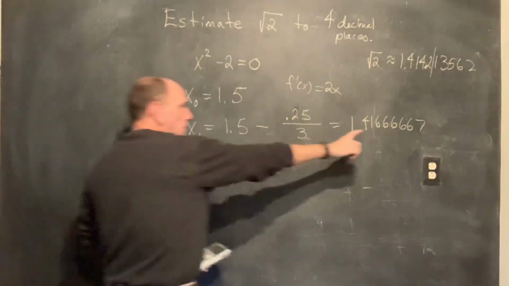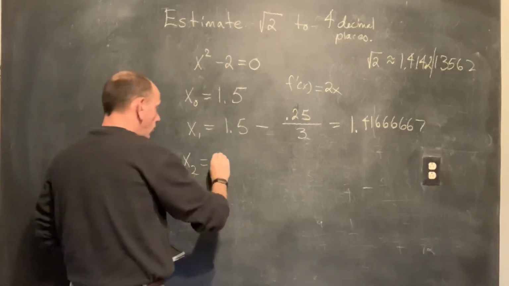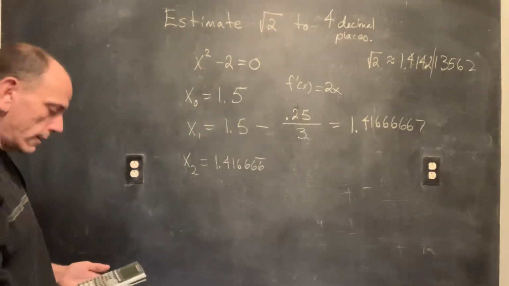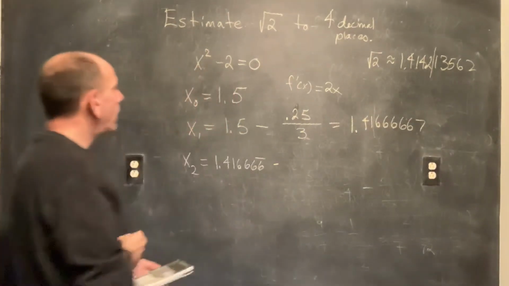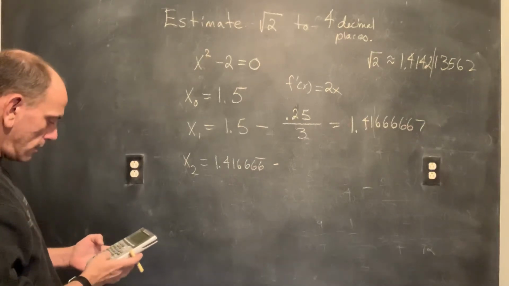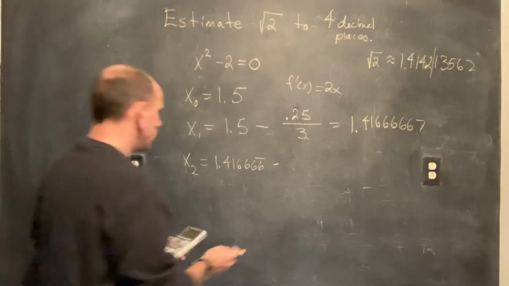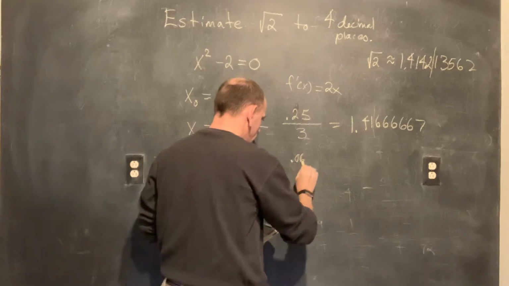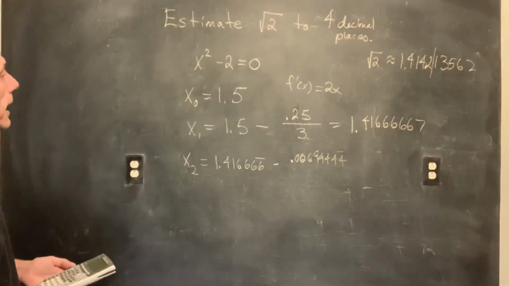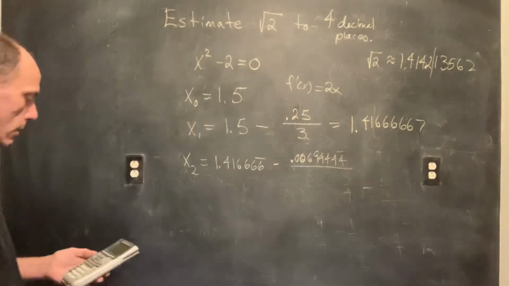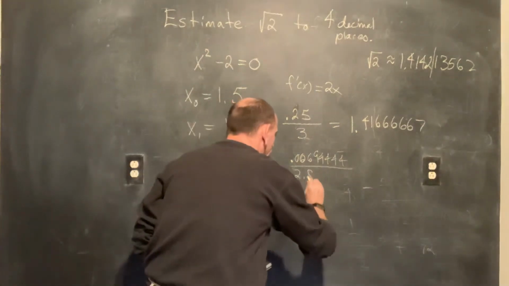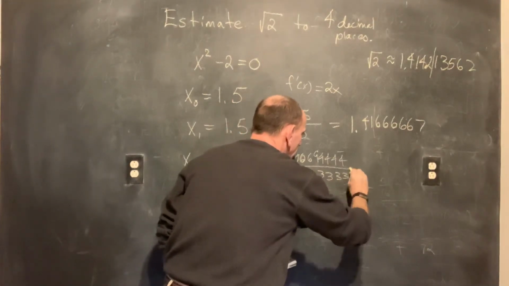So now this is our new x. So x2 is 1.41666666. The 6 goes all the way down, right? That last 7 is a round up because of the calculator. Minus, now I need to evaluate the function there. So let's take that squared minus 2, which is 0.00694444. Okay, and I need to evaluate my derivative there. Multiply that by 2. So 1.416666 times 2, we got 2.8333333.